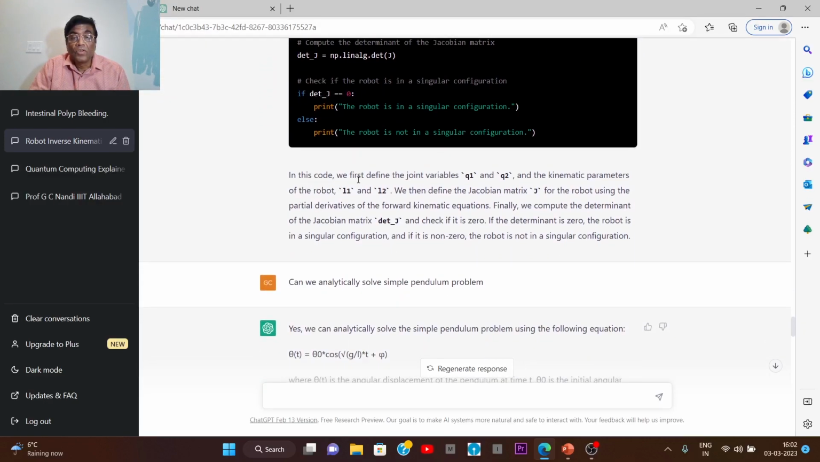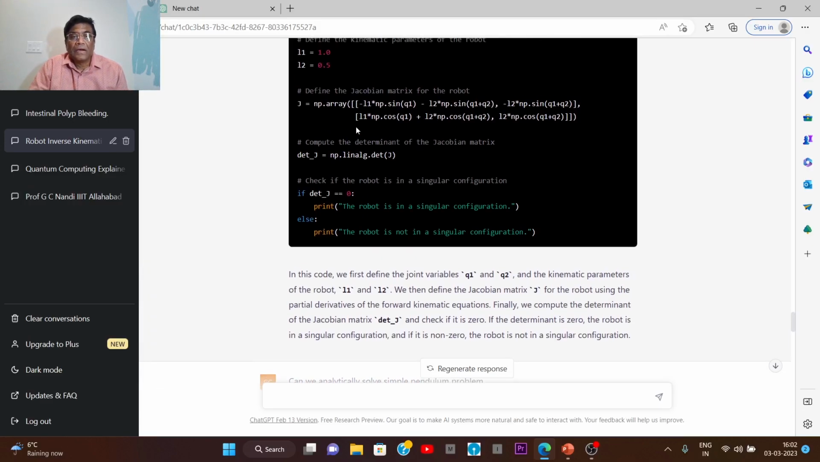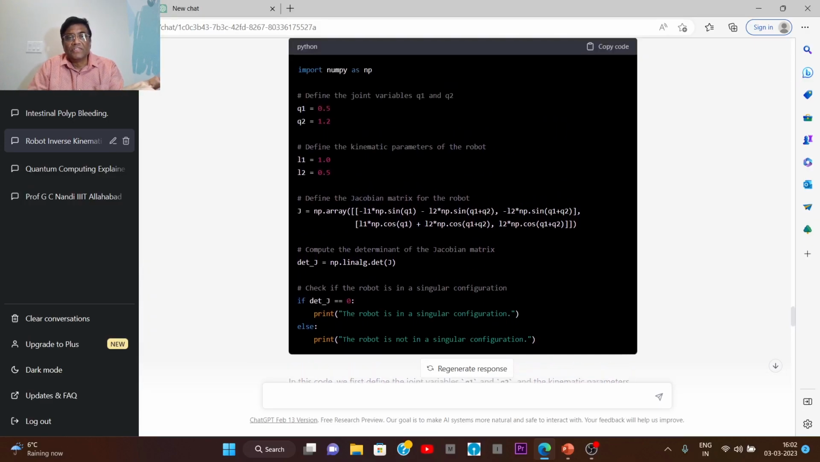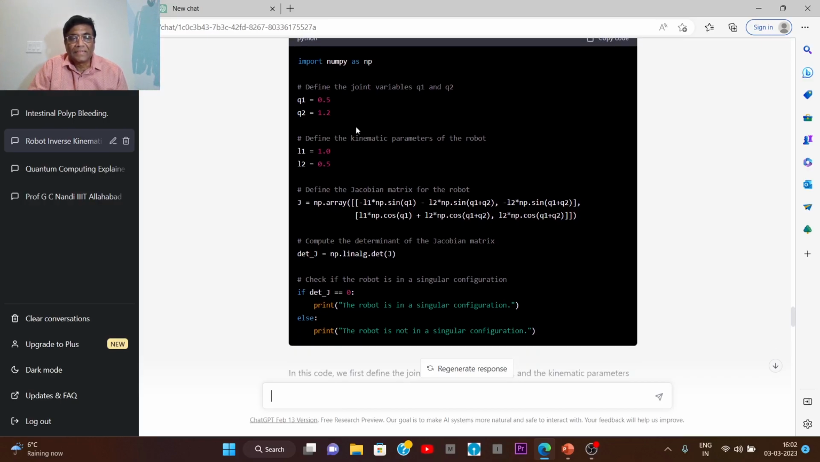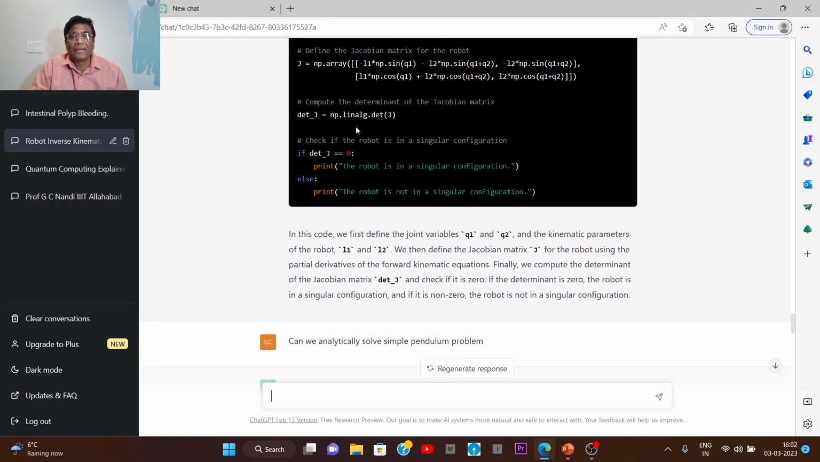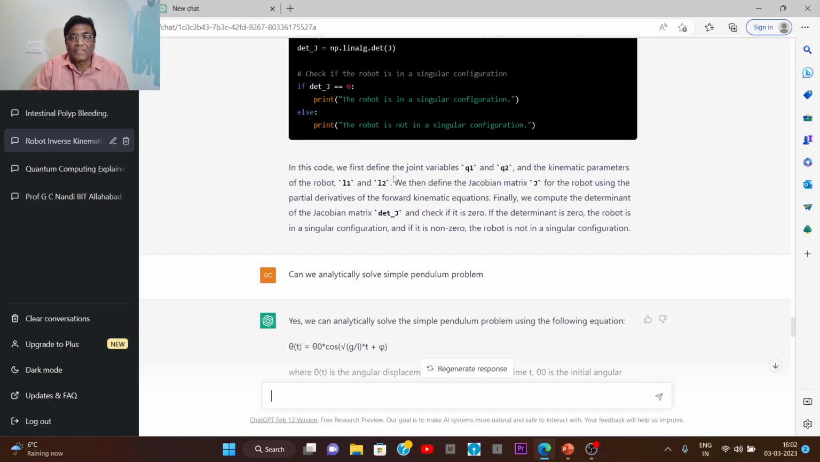Okay, in this code we first, and I need to check this code. Logically, apparently it is correct. Okay, and if it is not correct, we can correct it. In this code, we first define the joint variables, theta one and theta two, or q one, q two, and kinematic parameters, that is link lengths. We then define the Jacobian J for the robot using the partial derivative of the forward kinematic equation. That is very simple. We do it in the class and in my lecture.